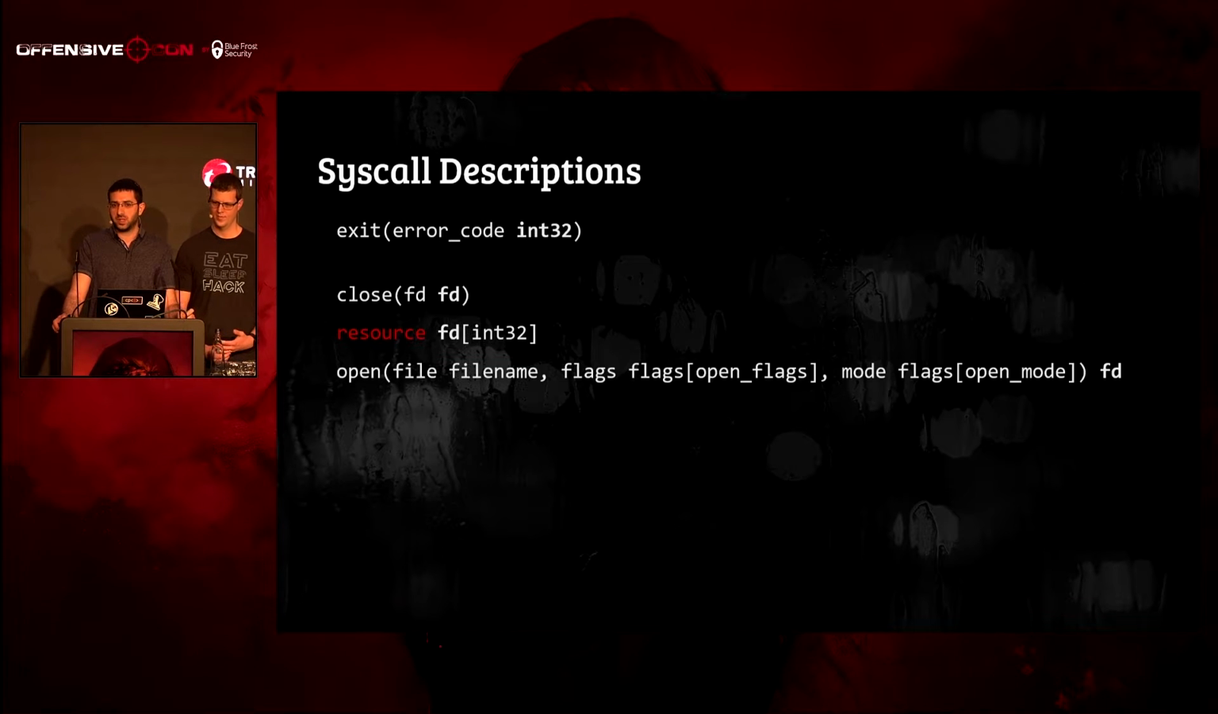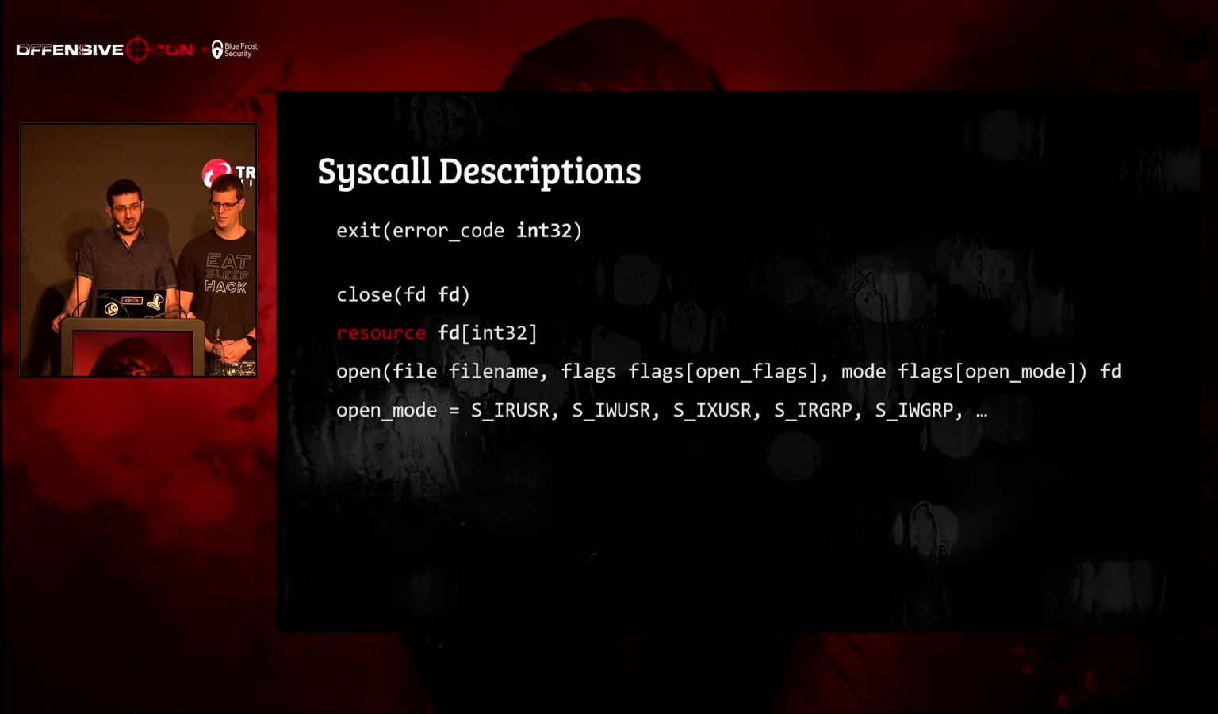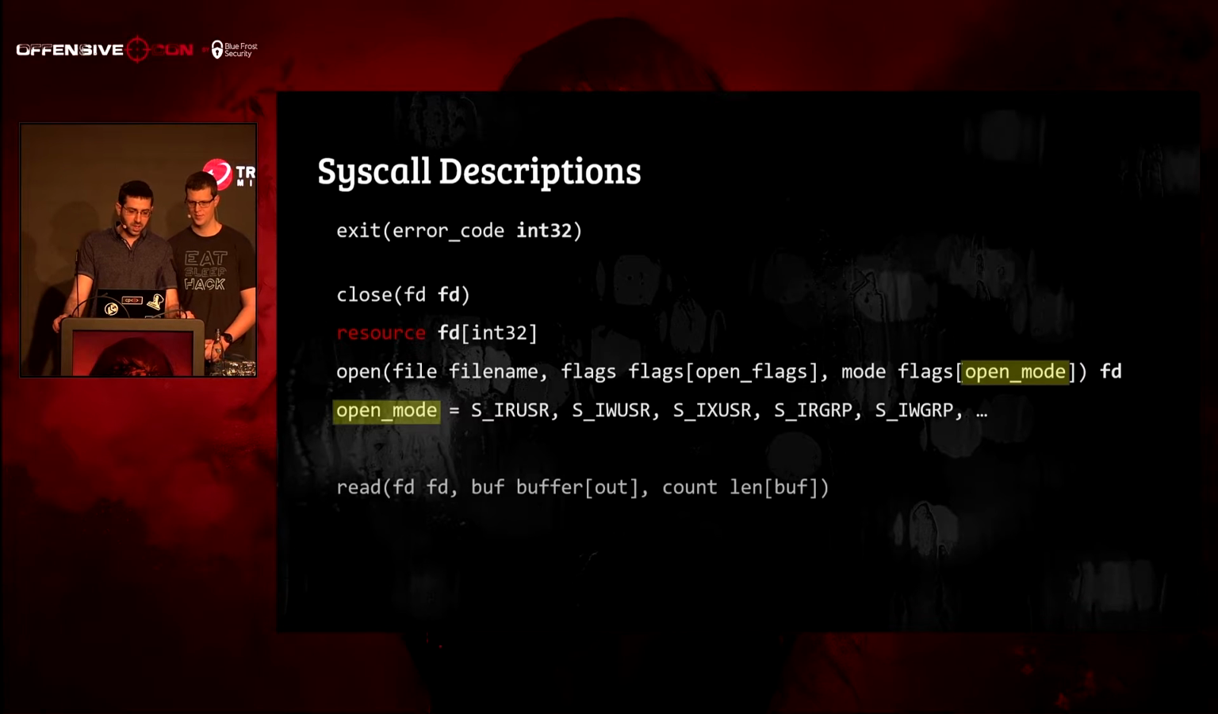Syscaller also supports flags, structs, unions, and others. In the case of open, it knows that open mode is a flag, which means it can use one or more flags together. Last example is the read syscall. The syscall receives a buffer as an input, which it will write up to length bytes to. Notice that length and buffer have a semantic relationship, meaning that the length should not be bigger than the buffer, otherwise it will probably fail.